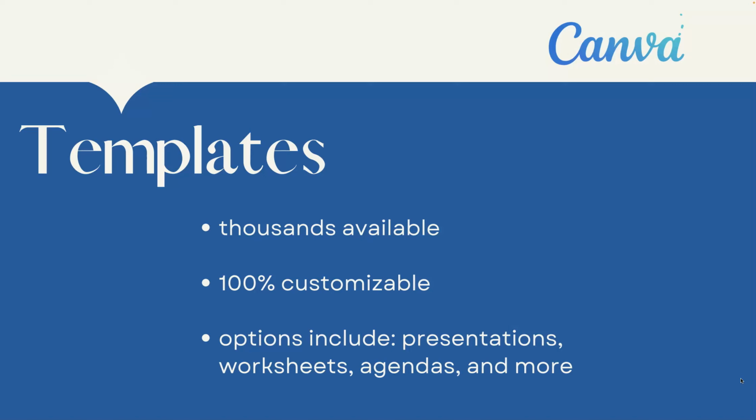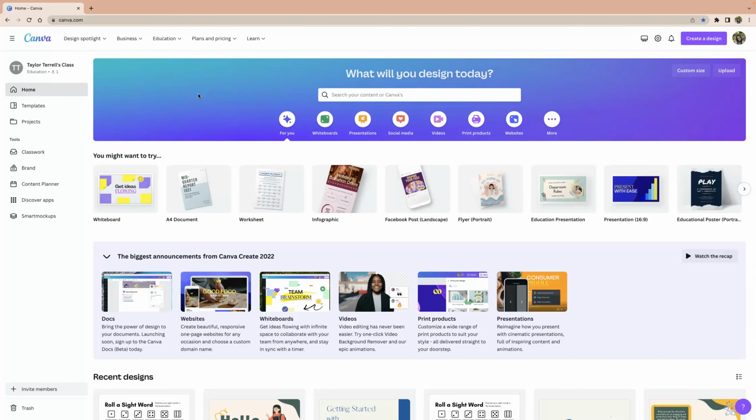Let's head into Canva to take a look. Welcome to the Canva home screen. This page is very useful and you can usually find anything you need from this screen. Let's get started with templates. A template is the easiest way to implement Canva in your classroom because it can be personalized and differentiated to the needs of your students.